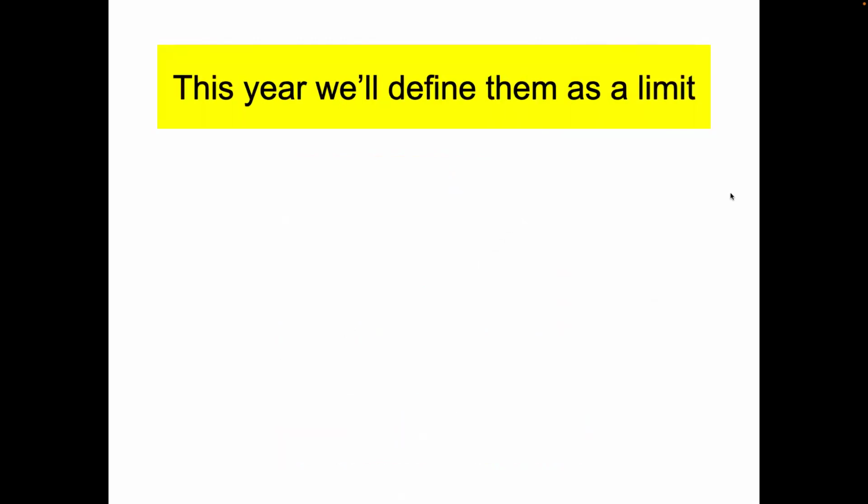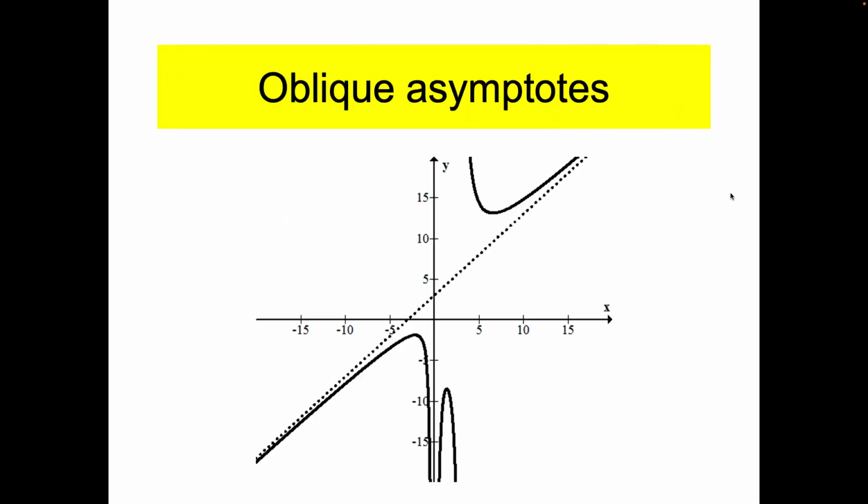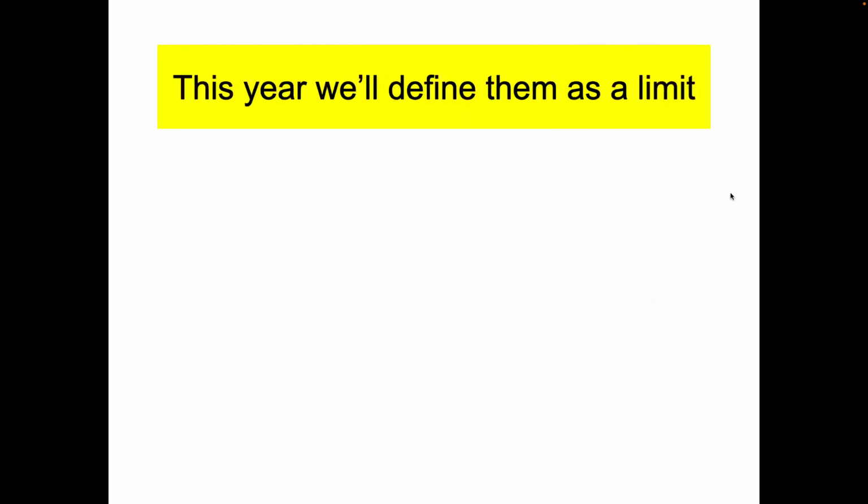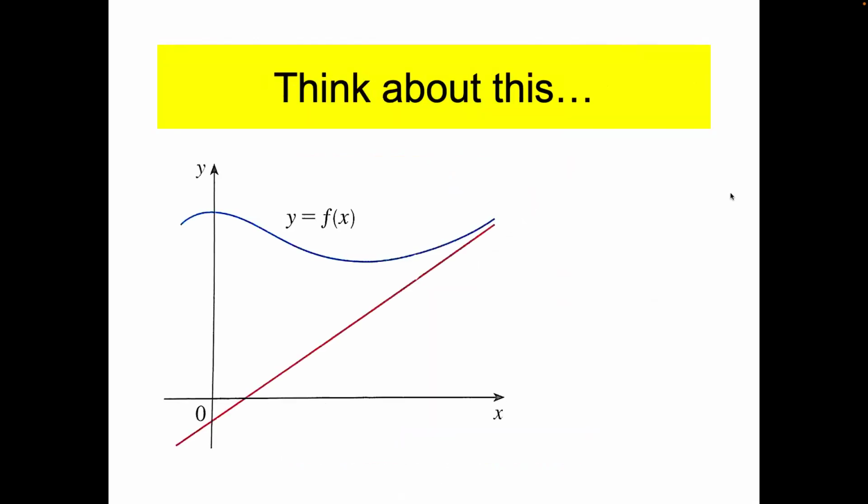So this year, remember, we'll define them as a limit. We did this before. So what's the limit as you go to negative infinity here? What's the limit as you go to positive infinity? Okay, so if it ever goes to positive or negative infinity, that's how we're going to define them, right? So let's think about this. I have a function here, the blue one, y equals f of x. And then I have an oblique asymptote right here, the red one. What happens as we get closer to positive infinity?